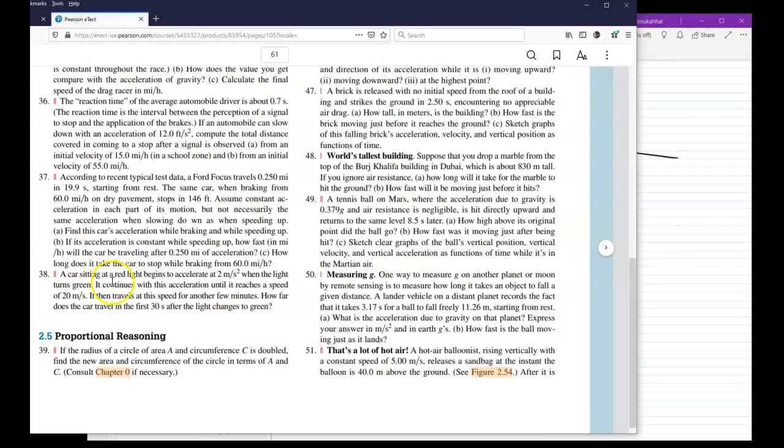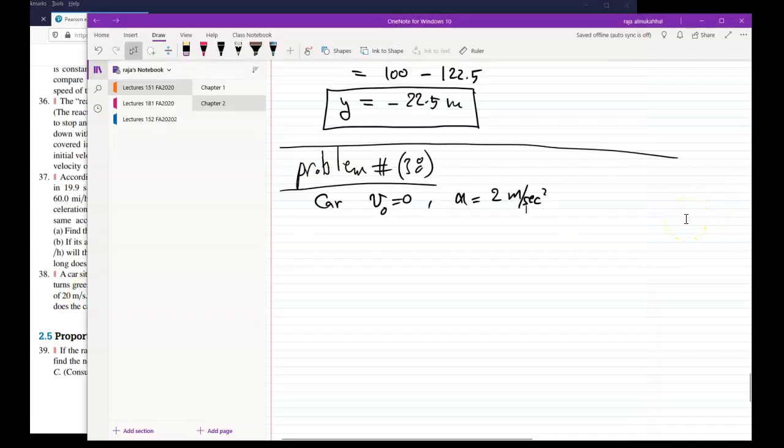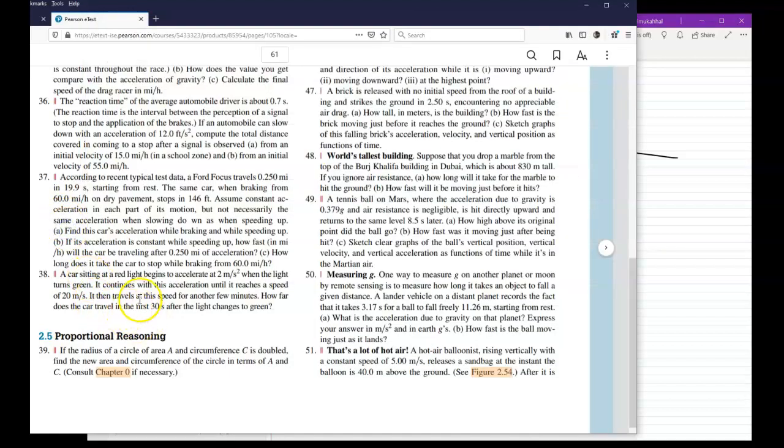Okay, so a car sitting at the red light begins to accelerate at 2 meters per second squared when the light turns green. It continues with this acceleration until it reaches a speed of 20 meters per second. So the new velocity, or the final velocity, is 20 meters per second. It then traveled at this speed for another few minutes. Question: how far does the car travel in the first 30 seconds after the light changes to green?